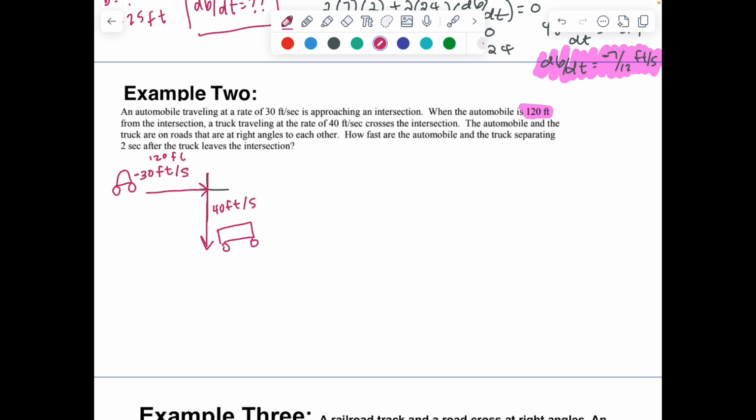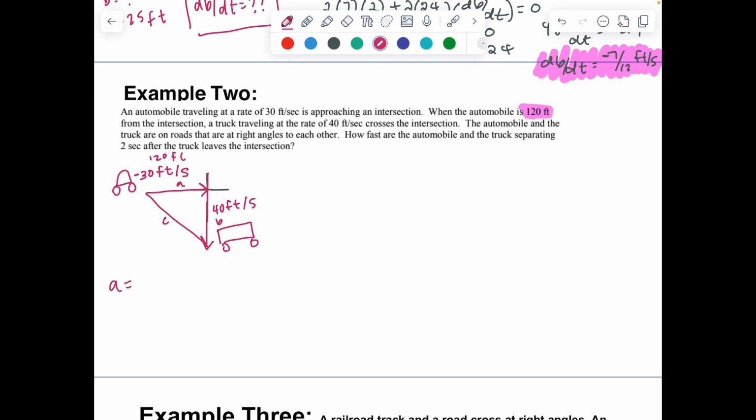So this is going to make a triangle right here, and the question is asking, the automobile and the truck are on roads that are at right angles to each other, how fast are they separating? So what we're trying to figure out is, I'm going to call this C because it's the hypotenuse. We're trying to figure out how fast they're separating. So what is this distance? So overall, let's talk about this. This is going to be called A, this is B.